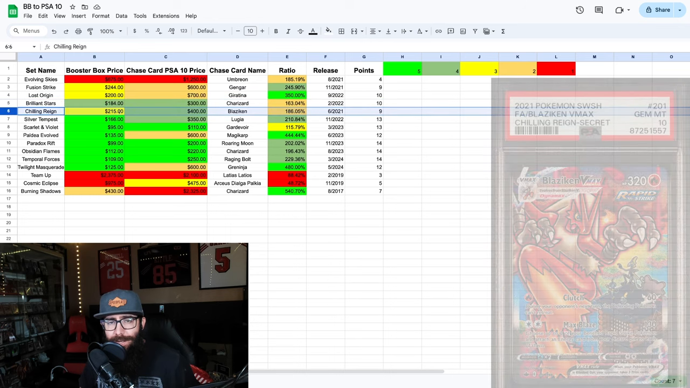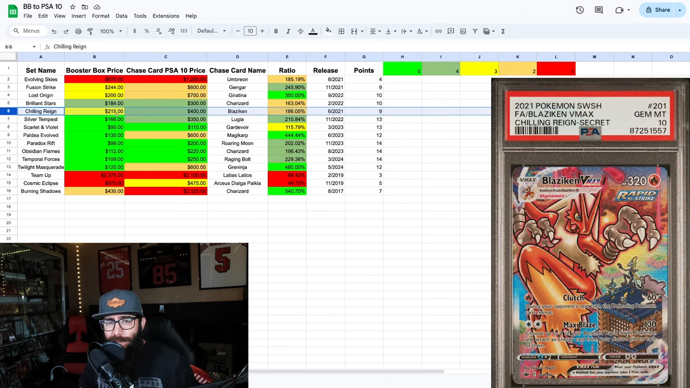Chilling Reign, it's just above 200 at 215, and then the Blaziken. I do like the Blaziken card. I'm not the biggest on it, but it's 400 in a PSA 10 currently. It's dropped quite a bit. It's kind of in that same price here for the ratio, sorry, color, 215 and 400. So this one makes it a little bit tougher. It's almost in that same exact category.